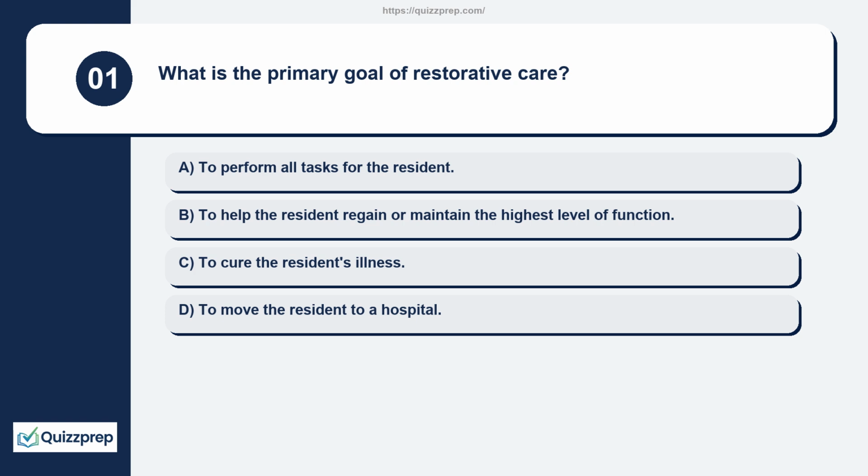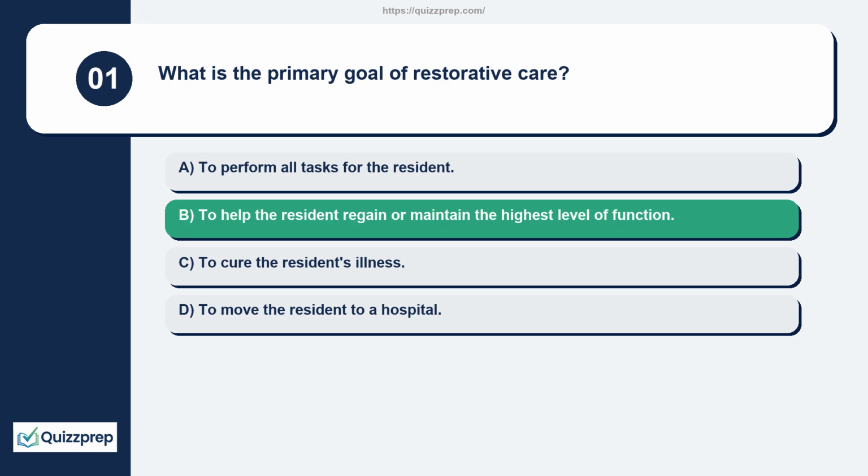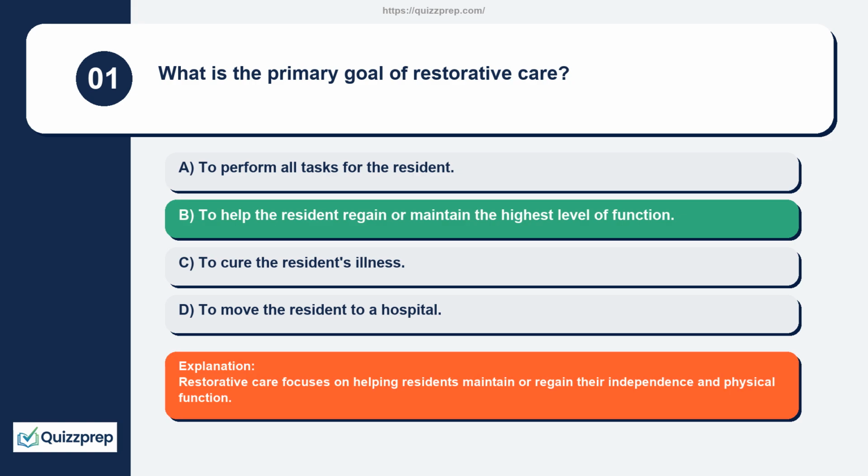Question 1. What is the primary goal of restorative care? To perform all tasks for the resident. To help the resident regain or maintain the highest level of function. To cure the resident's illness. To move the resident to a hospital. Restorative care focuses on helping residents maintain or regain their independence and physical function.